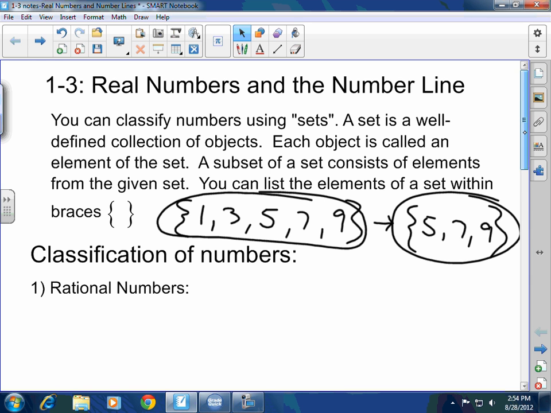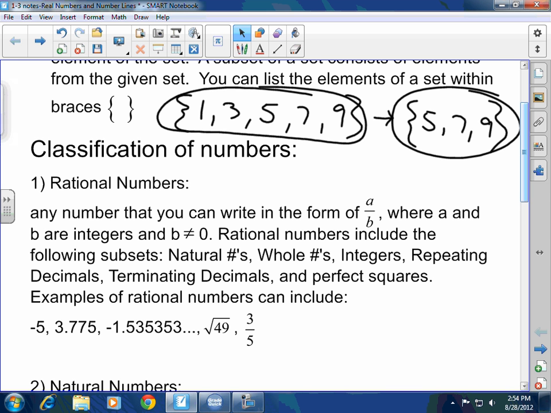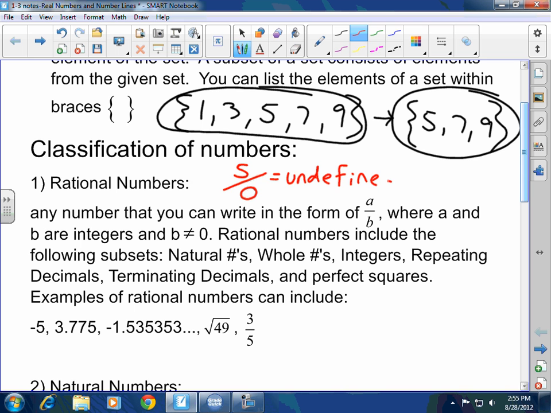The first number set that we're going to talk about is very important. It's called rational numbers. A rational number is any number that you can write in the form of a over b, fraction form, where a and b are integers and b cannot equal 0. You can never have 5 divided by 0. That's called undefined, and it just does not work. So b can never be 0. The denominator can never be 0.